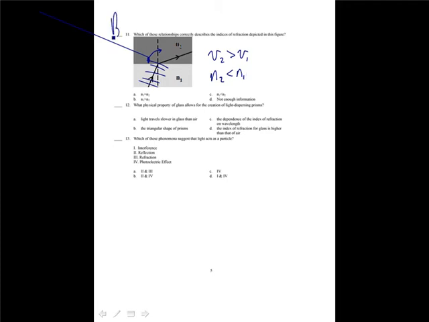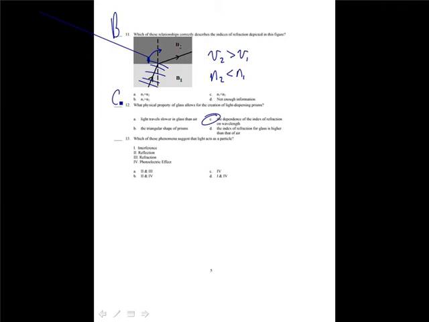Number 11 is B. What physical property of glass allows for the creation of light dispersing prisms? Well, all these things are true. Prisms are triangular, light travels slower in glass than air, and the index of refraction in glass is higher than that of air. But C is the reason that glass, or really most materials, can produce a light dispersing prism. It's because the index of refraction is dependent upon wavelength. So red light, for example, is refracted at a different angle from blue light.